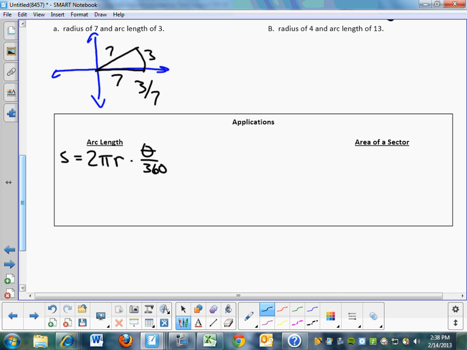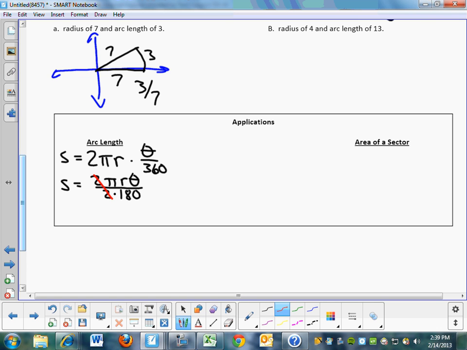Let's switch it. Okay, I'm going to rewrite something. S equals, watch how this goes, 2 pi r theta over 2 times 180. Everybody see what I did there? I just put the 2 pi r on top, and I rewrote 360 as 2 times 180 instead of 360. Everybody okay? What happens to the 2's?